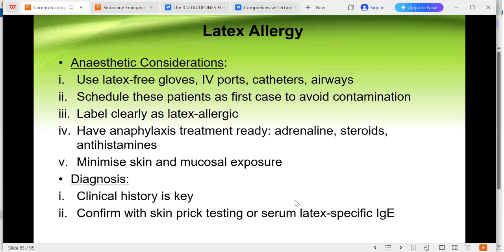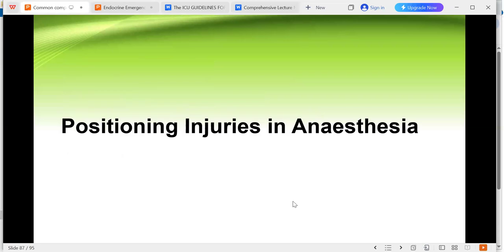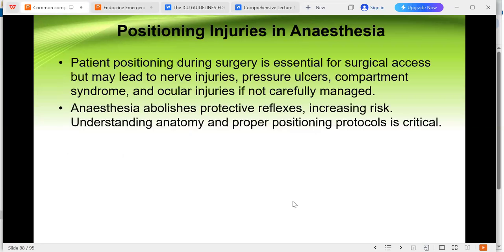Clinical history is key, and make sure you confirm with a skin prick test or serum latex-specific IgE. When it occurs, immediate cessation of latex exposure and treat as per the anaphylaxis protocol. I think I'll need to stop here.